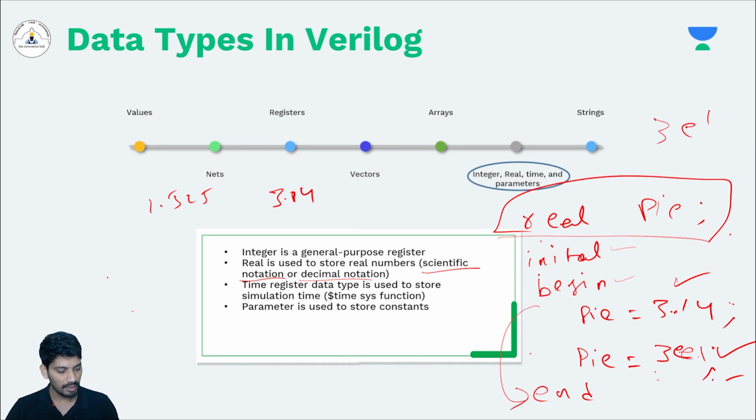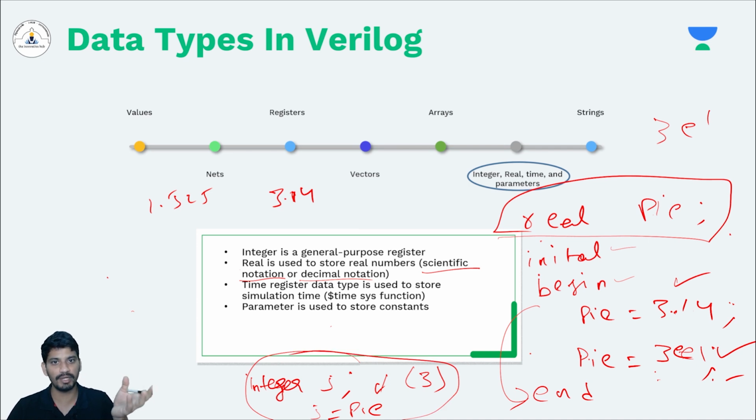You need to remember one thing. If you are assigning this value into some other variable like an integer, let's say integer j, where j = pi, then it will truncate the value to the nearest possible value. In this case, 3.14 will be truncated to 3. Whenever you are converting from a real number to an integer, it will round off the value to its nearest value. So that is integer and real.